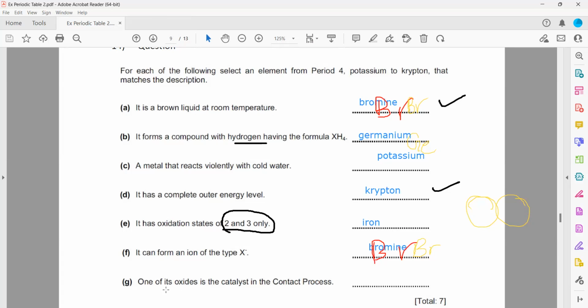And then one of its oxides is a catalyst for the contact process. We use its oxide for the contact process. So which one is this? That is vanadium. Vanadium oxide is used. Vanadium pentoxide is used as a catalyst for the contact process.